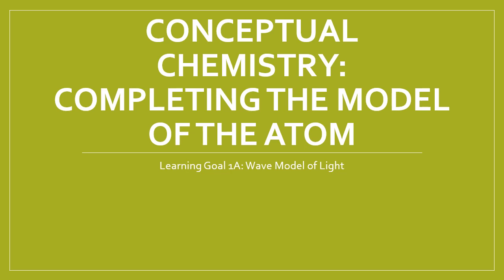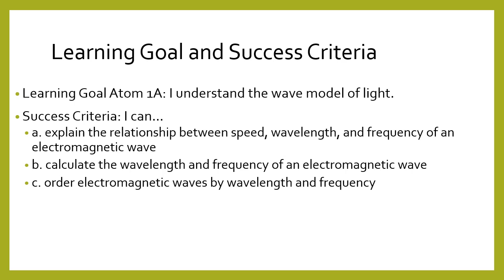This is the first video in the completing the model of the atom unit for the conceptual chemistry course. In this video we will be looking at learning goal 1A for the unit. This is the learning goal on the wave model of light. Learning goal 1A says I understand the wave model of light.